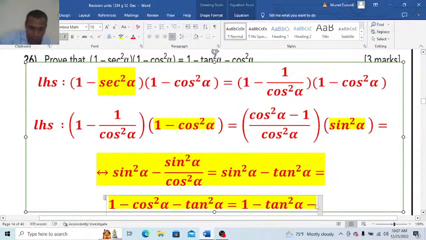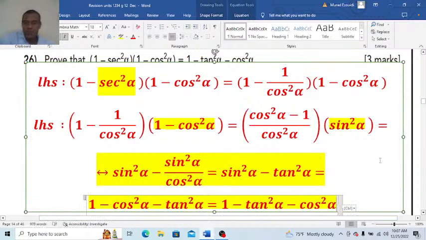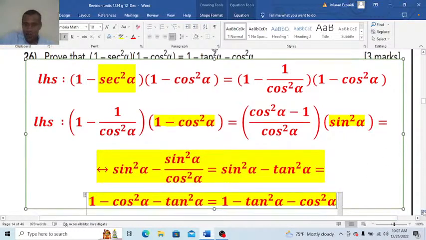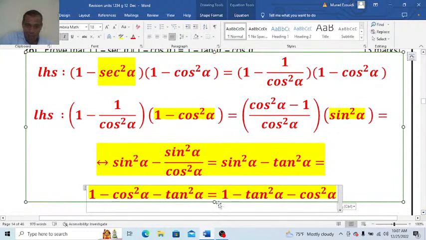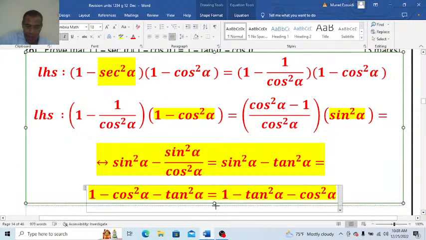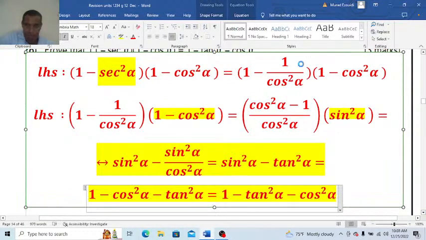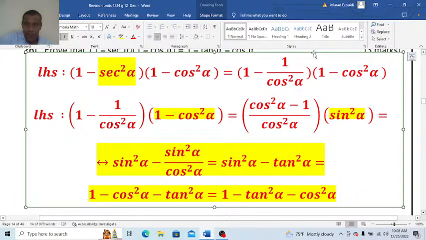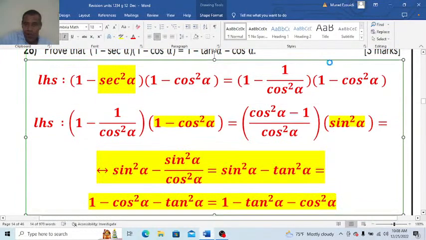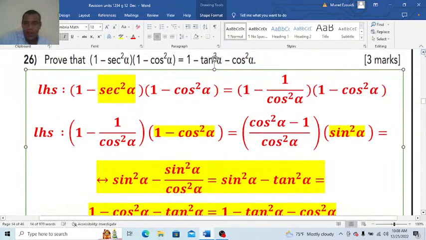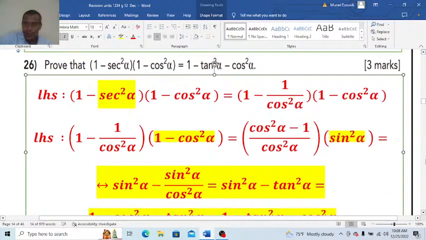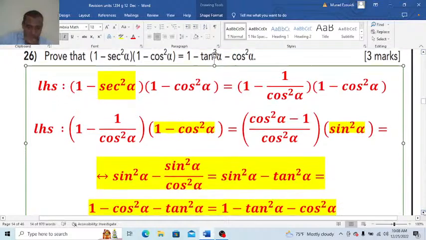I wish that's clear for you, learners, and it's very easy for you to prove such a trig identity. This is the question and this is the answer. Now move to the next part.